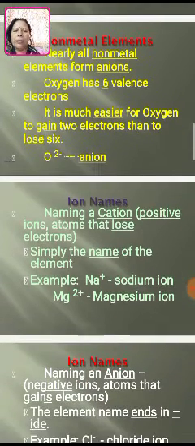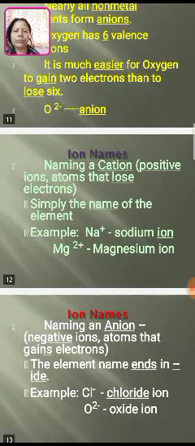Naming a cation, positive ion, atoms that lose electrons. Simply the name of the element is used. Listen, sodium with a positive charge of 1 is a cation, that means sodium ion, sodium cation. Magnesium has a 2 positive charge, that means magnesium cation, magnesium ion.